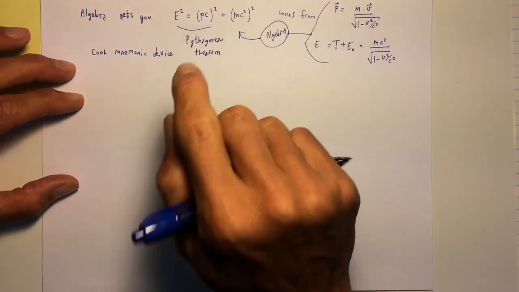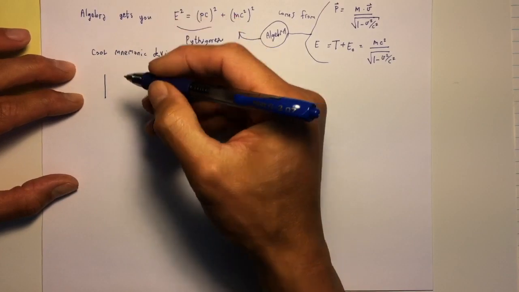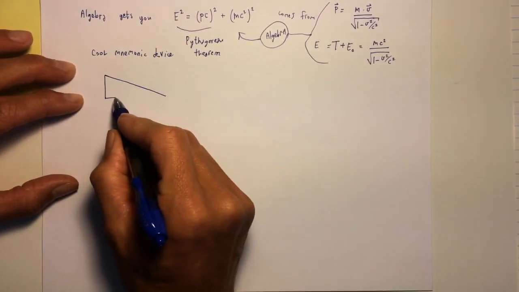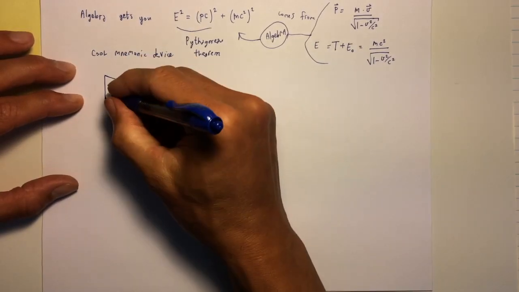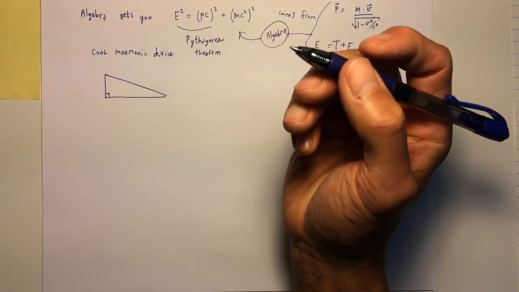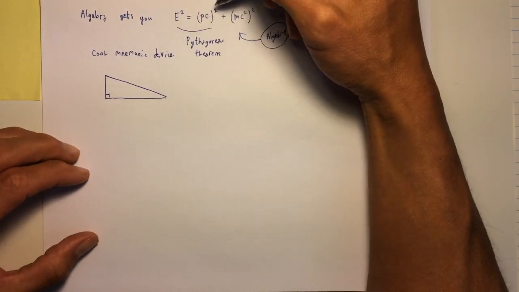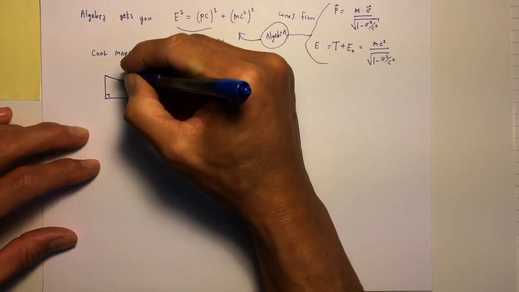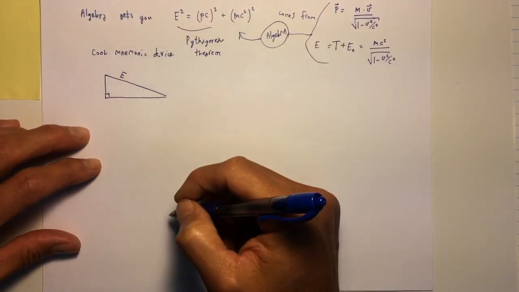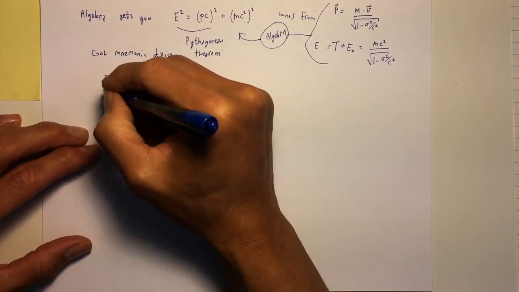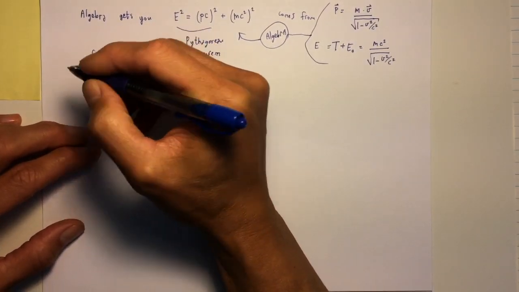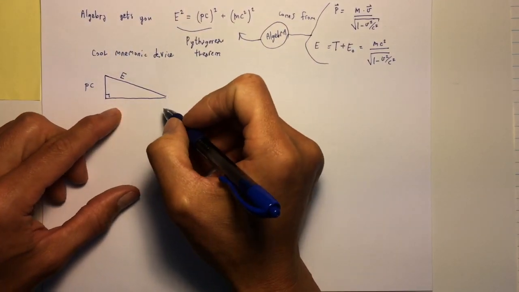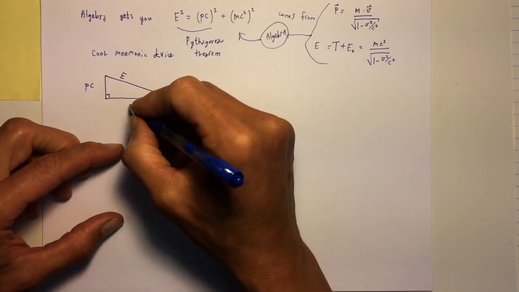So I'm going to take this and think about it in terms of a right triangle, because remember, the Pythagorean theorem is about right triangles. So it looks like (pc)^2 plus (mc^2)^2 is equal to the hypotenuse squared. The hypotenuse is the total energy. It doesn't really matter which side is which, but I'll give the small side the momentum piece, and the slightly longer looking side the rest energy piece.